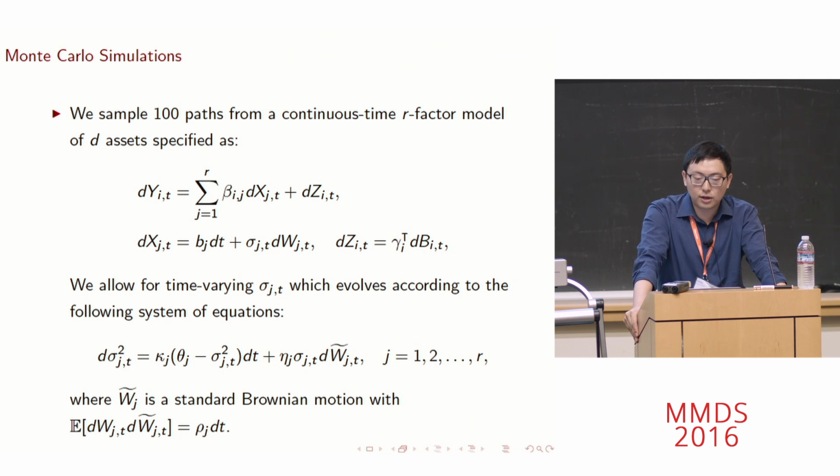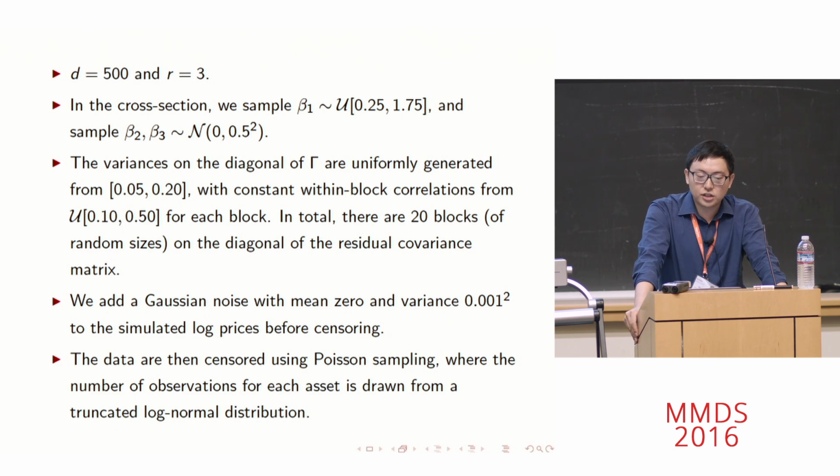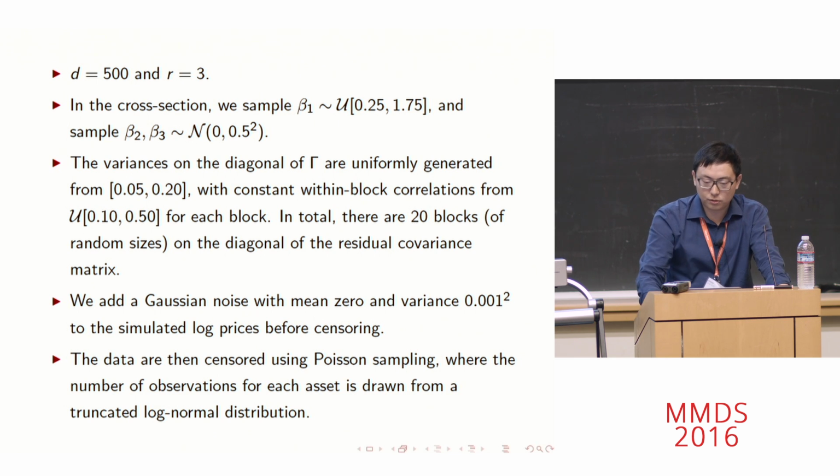Here we simulate 100 sample paths from a continuous-time factor model. As you can see, we allow all kinds of stochastic volatilities and leverage effect. Here d is 500 and the number of factors r is equal to 3. In addition to the price, we also simulate microstructure noise. We also simulate the asynchronicity issue, just trying to see if we subsample our data at a very low frequency, let's say 15 minutes, are we able to ignore the noise? Are we able to ignore the asynchronicity issue?